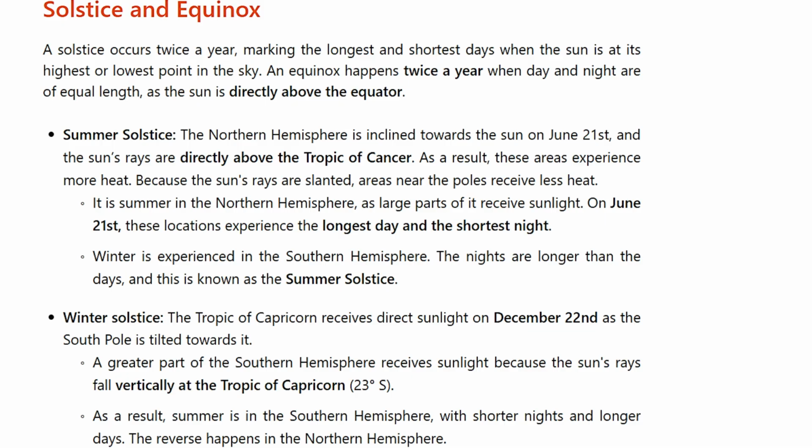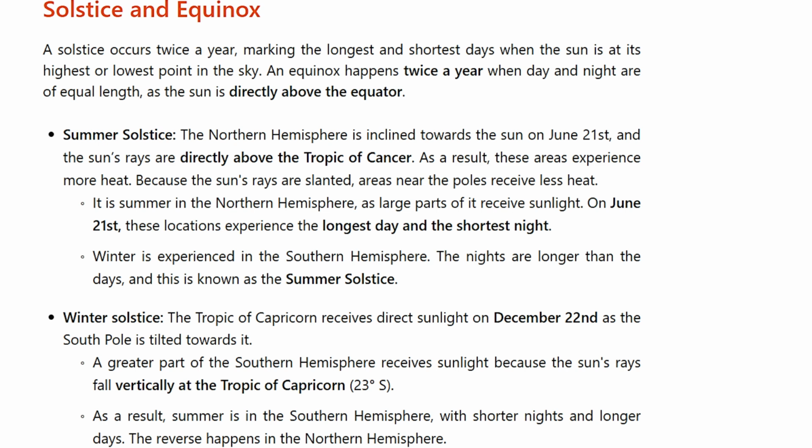Summer solstice. The northern hemisphere is inclined toward the sun on June 21st and the sun rays are directly above the Tropic of Cancer. As a result, these areas experience more heat because the sun's rays are direct, not slanted. Areas near the poles receive less heat.